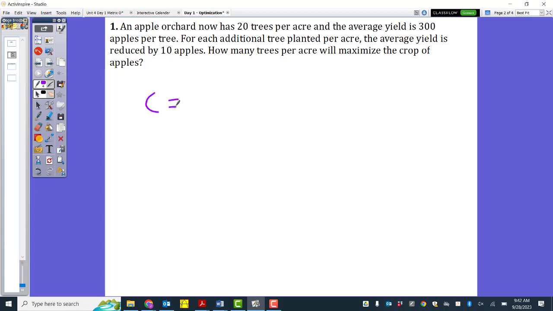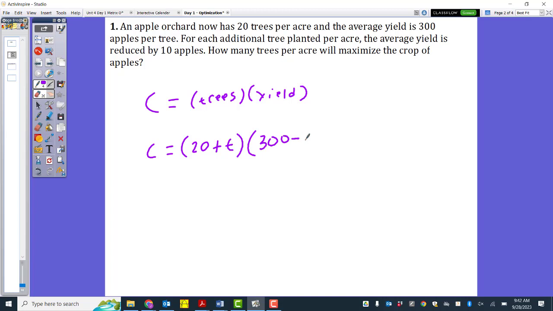Well, our crop is going to be the number of trees times the yield. As we're standing right now, that's going to be 20 times 300. But that's not what we're looking at. We're adding some trees, so plus t. We're adding some trees to the field, and every time we do, our yield reduces by some amount.